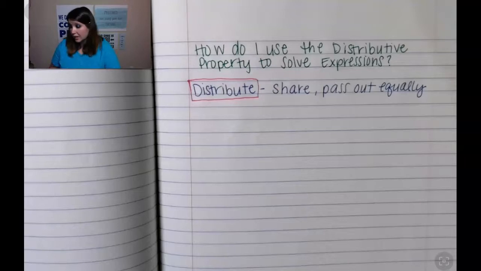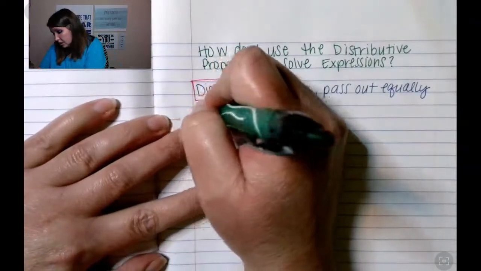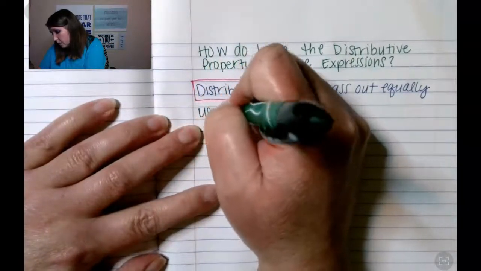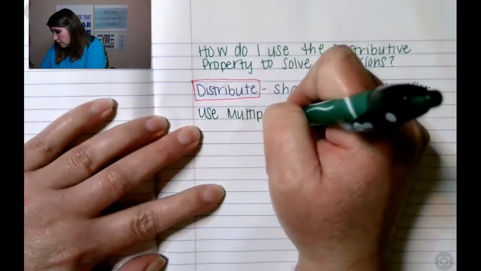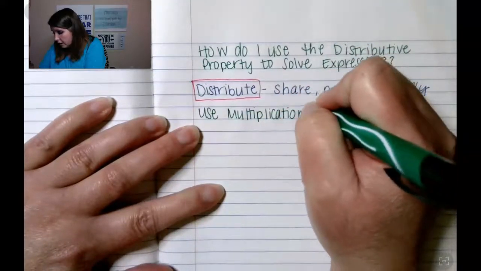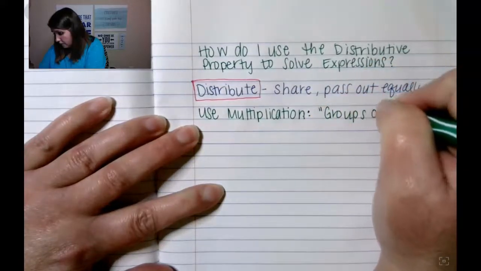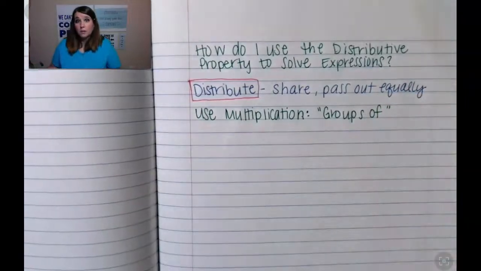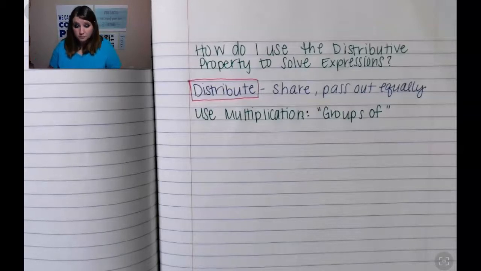Today, we're going to be looking at groups of. So we're going to be looking at the idea of using multiplication, and we're going to be reading it in terms of groups of. So everything that we talk about today, we're going to read it as groups of when we look at multiplication. All right, so what does this mean?